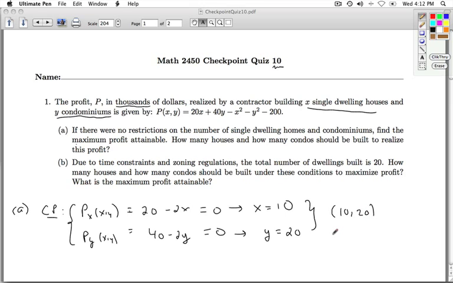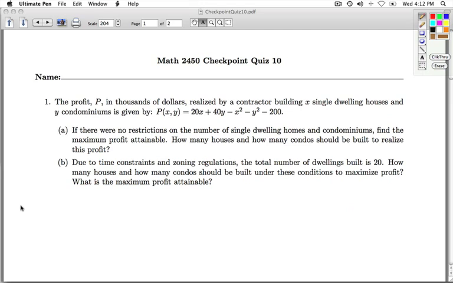Now since we have only one critical point, if it turns out that this is a relative maximum, then we can conclude it's going to be the absolute maximum. So we've got a critical point 10, 20. So we need to take the critical point 10, 20 and we need to look at what's going on with the second partials test.